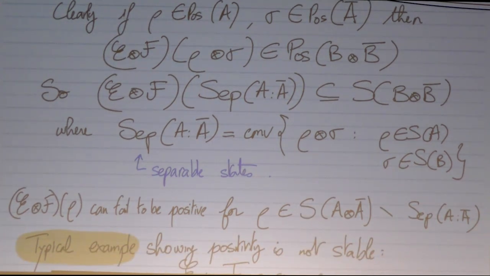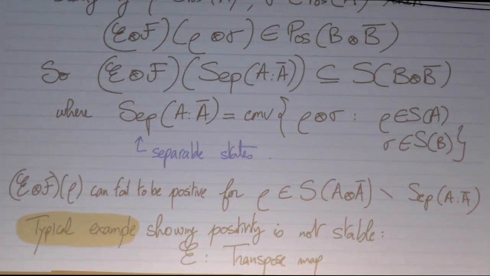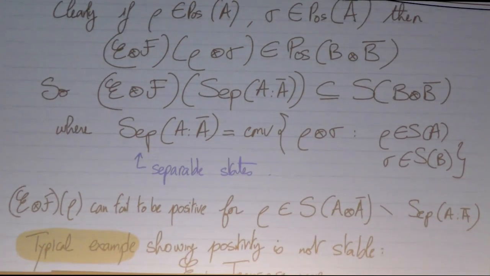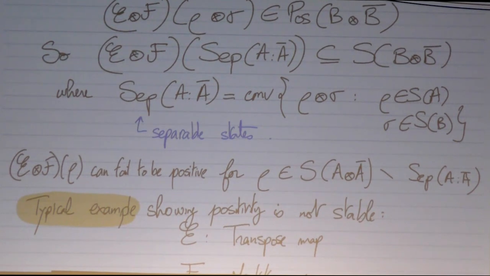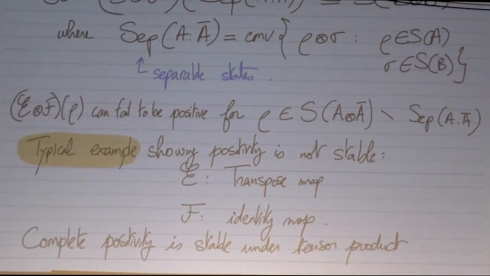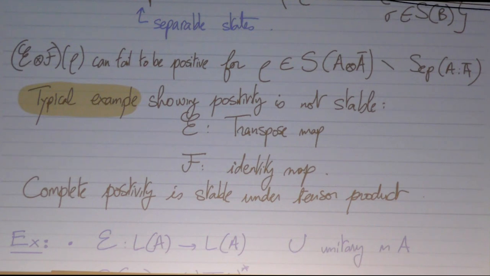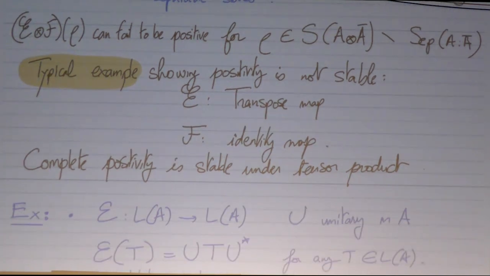Again, naturally, if I take a tensor product of positive maps on separable states, it will stay positive, but it can fail to be positive. So E tensor F of rho can fail to be positive if I take a state rho on A tensor A bar which is not separable. These are exactly called the entangled states. A typical example that you discuss in the problem session is to take E to be the transpose map. So you fix the basis and take the transpose, and you take F to be the identity map. Then if you choose a well-chosen entangled rho, you find the output is not positive.